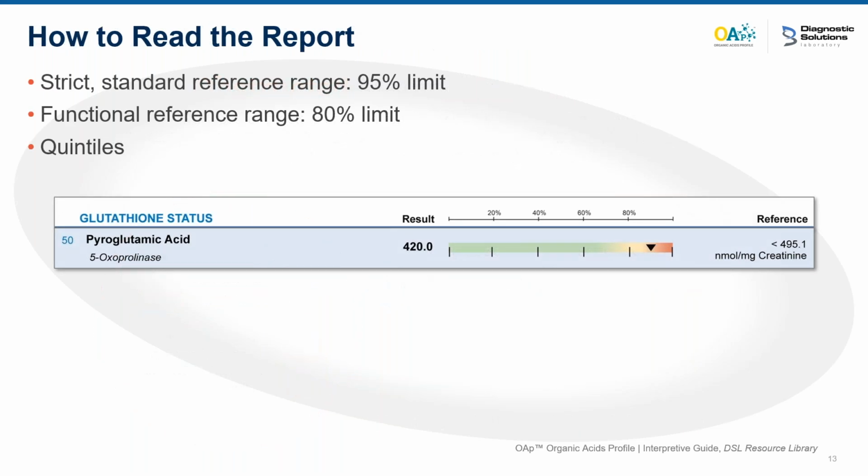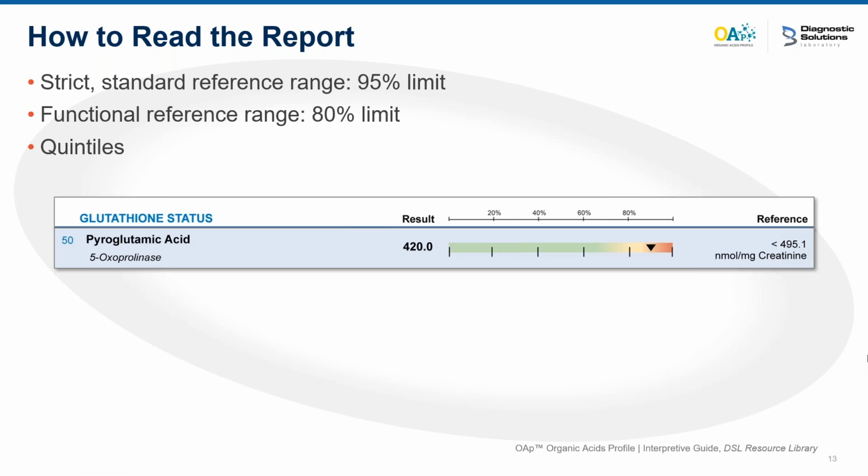For those of you who haven't used the organic acids report very much, we have two different reference ranges. We have a 95th percent limit. That's kind of your standard reference range you're used to on all lab reports. It's on the right-hand side.